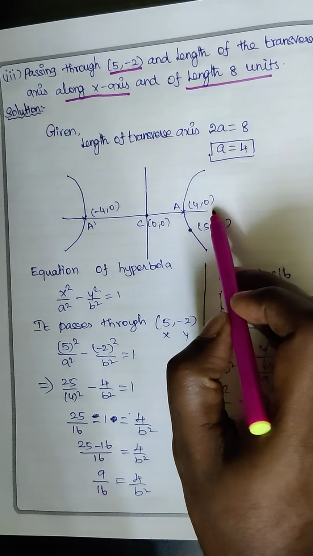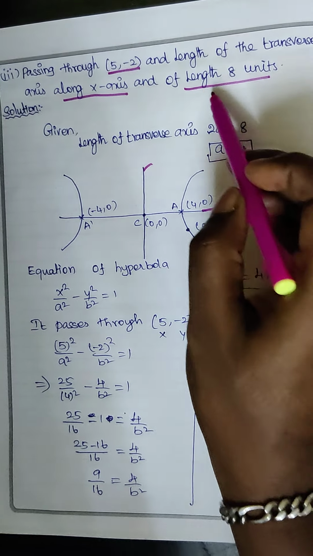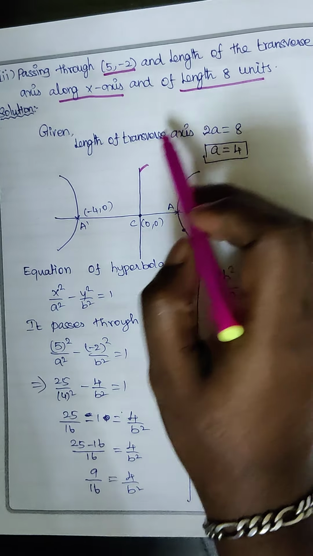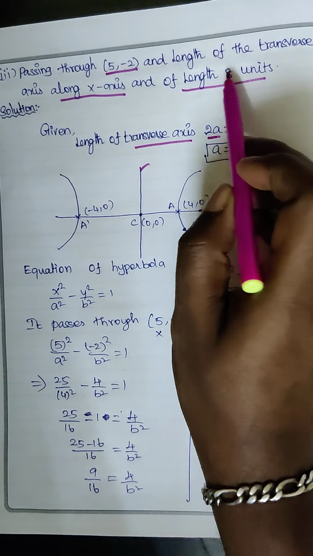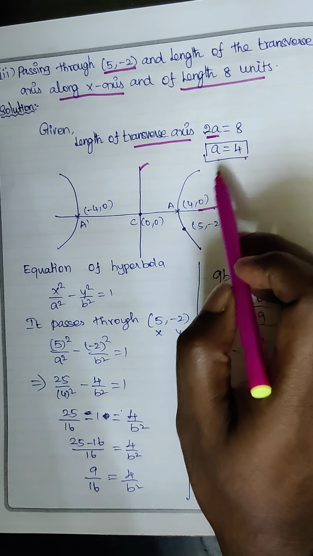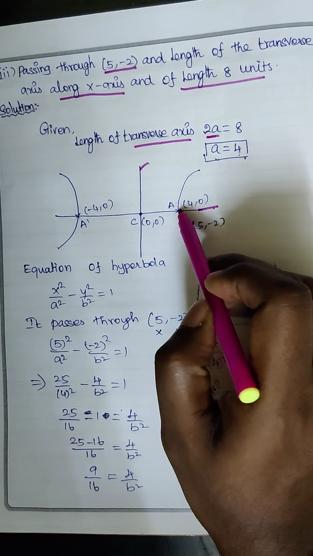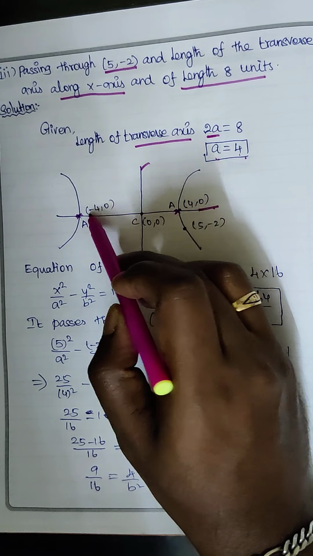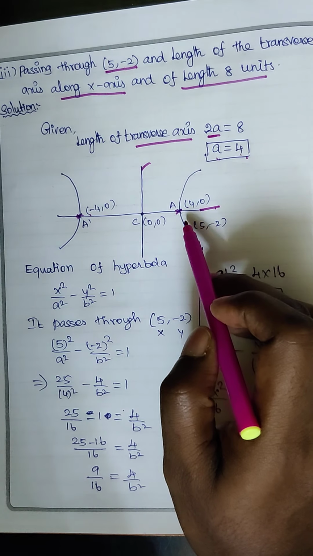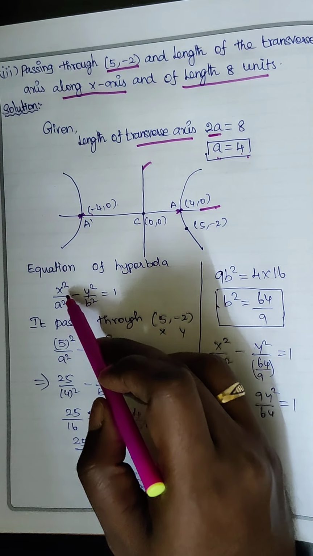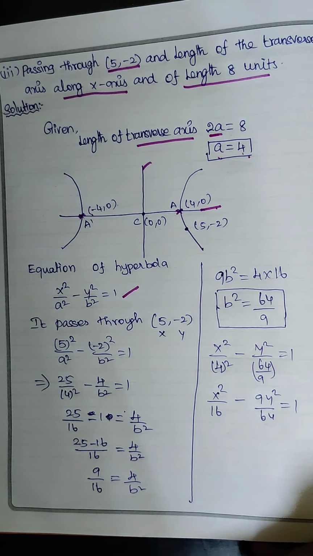So first I am going to draw the x axis and y axis. First the given transverse axis is what? Length of transverse axis is 2a, that is equal to 8, and a equals what? 4. So that is what? Vertices. So 4 comma 0 and minus 4 comma 0. So that is vertices. With the transverse axis along x axis, the equation of hyperbola is x square by a square minus y square by b square is equal to 1.